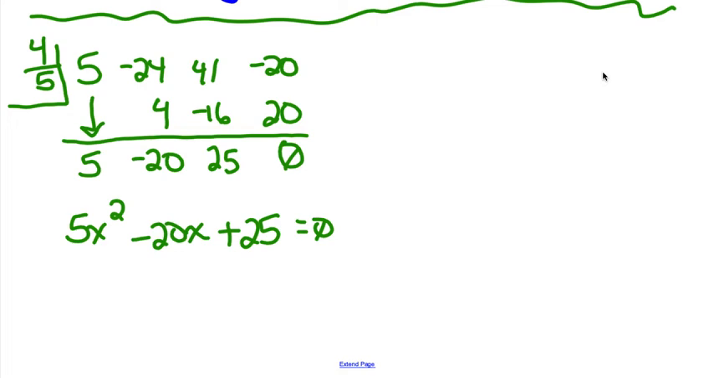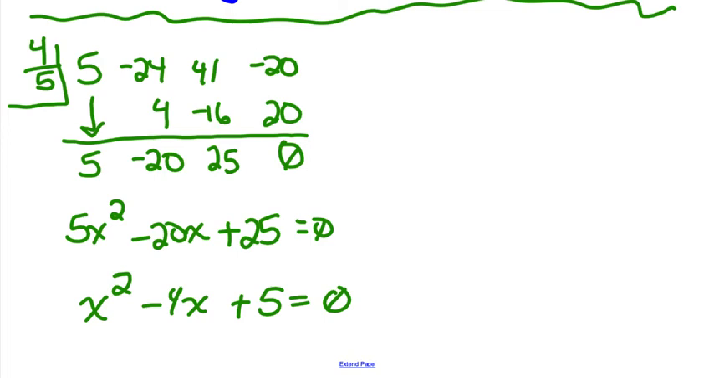And basically what I'm going to do is just use the quadratic formula. But before I do that, I always want to factor out or divide out any common terms here, right? Or least common multiples. So these are all divisible by 5. So I'm going to divide everything by 5. So x squared minus 4x plus 5 equals 0.